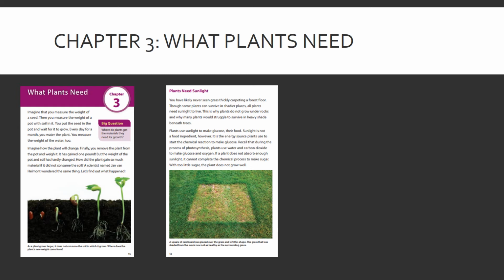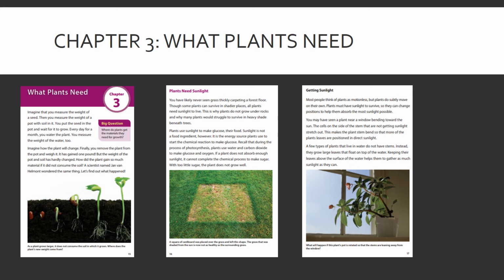If you look below, there's a picture. This is a square of a cardboard box that was placed over grass, and it was left in this shape. The grass was shaded from the sun, and it's not as healthy as the surrounding grass. This is because the part where the box was covering the grass was not able to get sunlight and therefore was unable to go through the process of photosynthesis. And this is why you see a difference between the center of the grass looking kind of sickly and the outside of the grass, which looks very lush and green.